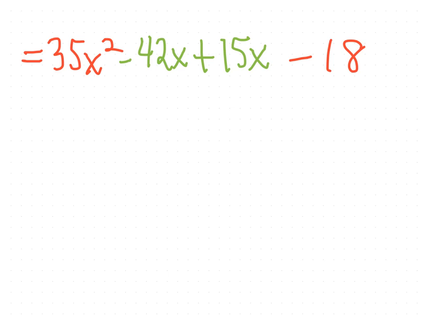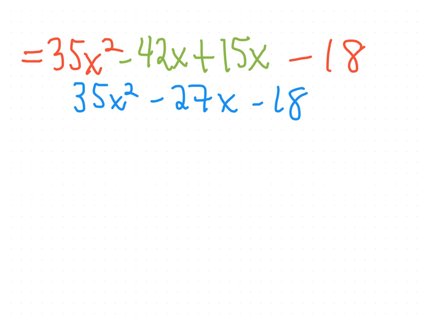I'll write the original one underneath since I'm on a new page. So you can see that it still equals the original trinomial. We decomposed negative 27 to equal a sum of negative 42x plus 15x. Okay, so let's continue with factoring. Next, we need to group them.